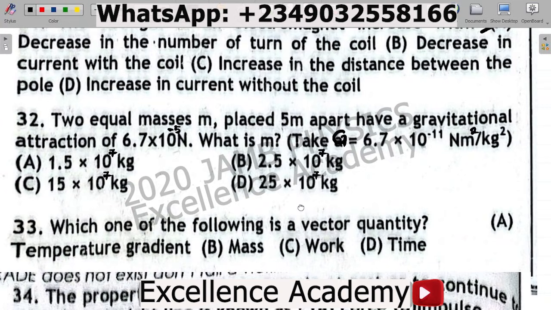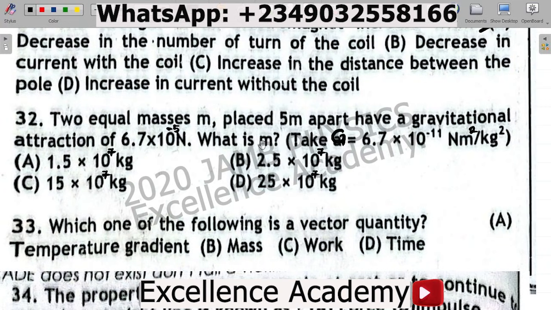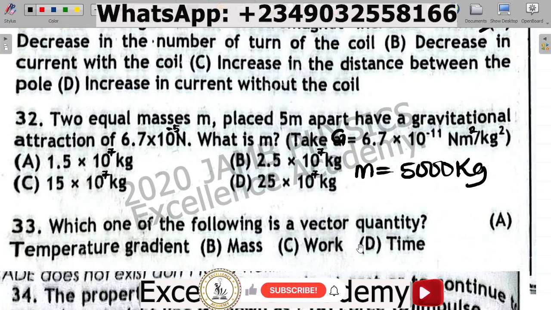Coming to this, looking at the options, none of these options are correct. They ask what is M. But you notice that if I do M squared is equal to 5,000 squared, which will give us 2.5 times 10 to the power 7, that will be option B. So I think it's an error from them. But the correct answer here is 5,000. So M is actually equal to 5,000, of course, in kilogram. I think they did not take the square root, which they should have.